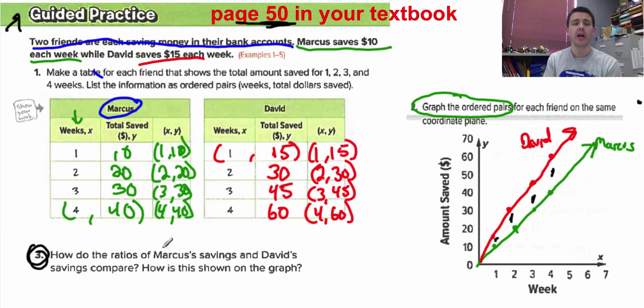So a good comparison would be that as the weeks go on, David's is growing faster than Marcus's. It's getting higher. Or the difference between the amount that Marcus saved and the amount that David saved is getting wider and wider and wider as the weeks go on. So don't just tell us it goes up or who's on the higher one. Give us some more information. Give us some details about how it's changing.